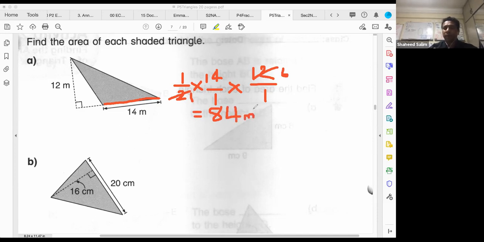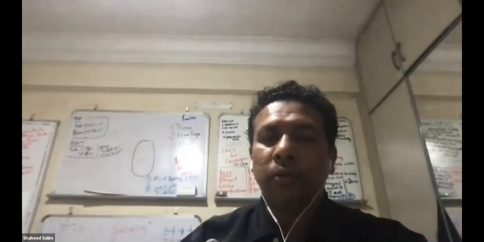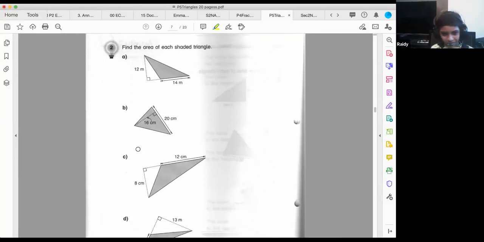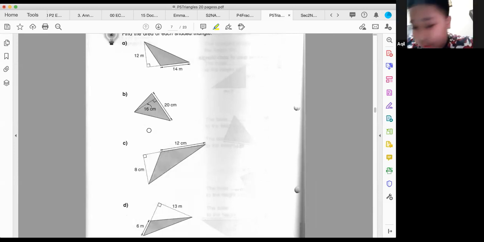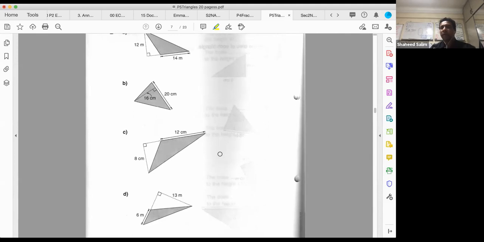Okay, Raidi, next please. You will do number 3, question C and D. Yes, B is 160. Congratulations, well done. If you are getting it, sometimes they might give you extra numbers. You got to know where your base and height are. So you try question C now, and if you finish, you can move on to D.